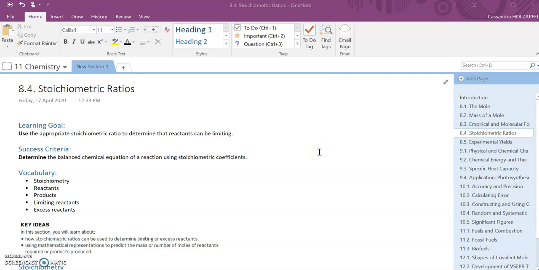Hey guys, today we're going to be looking at stoichiometric ratios. I'm actually going to break this video down into two different parts. In this part, I want to go through how we go about balancing equations. In the second part of the video, we're going to start to talk about excess and limiting reagents.